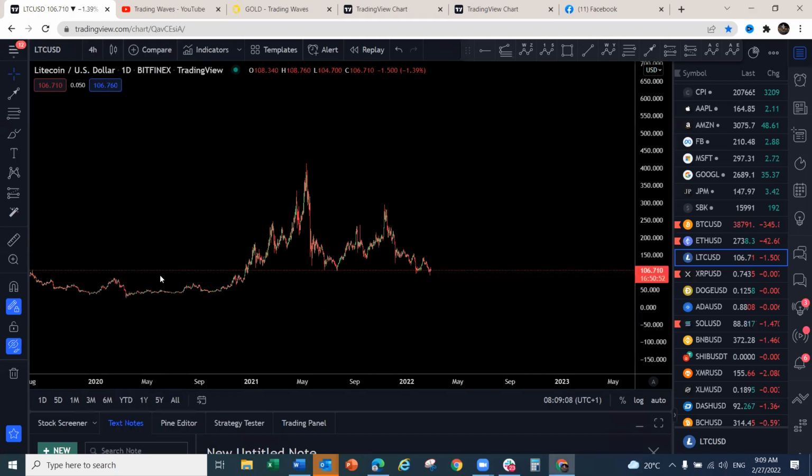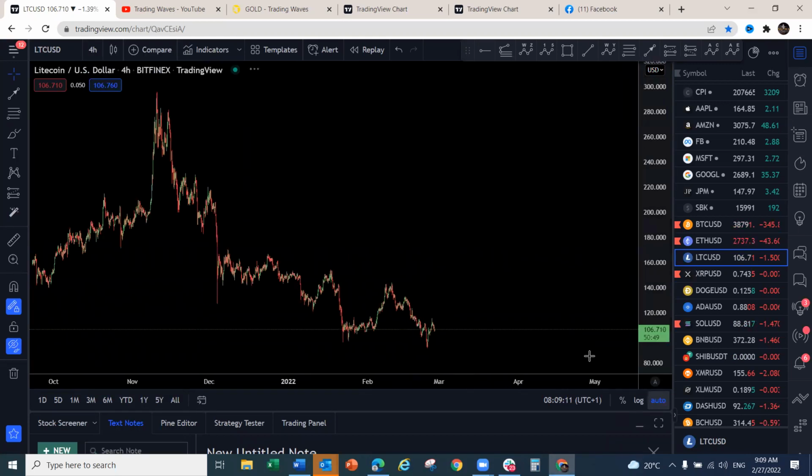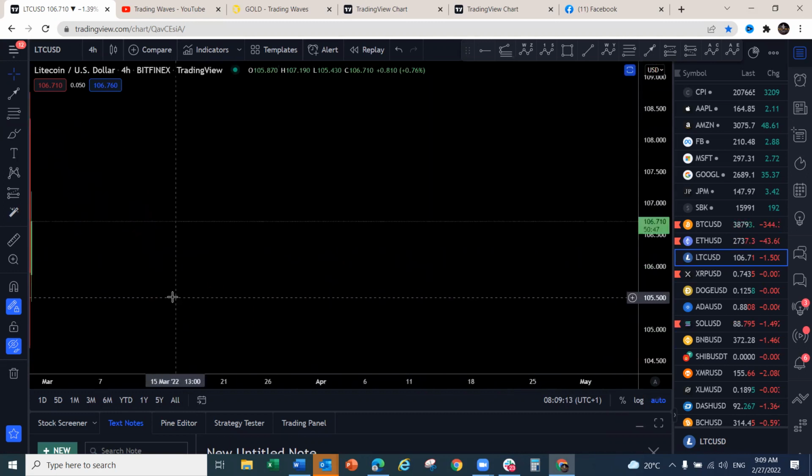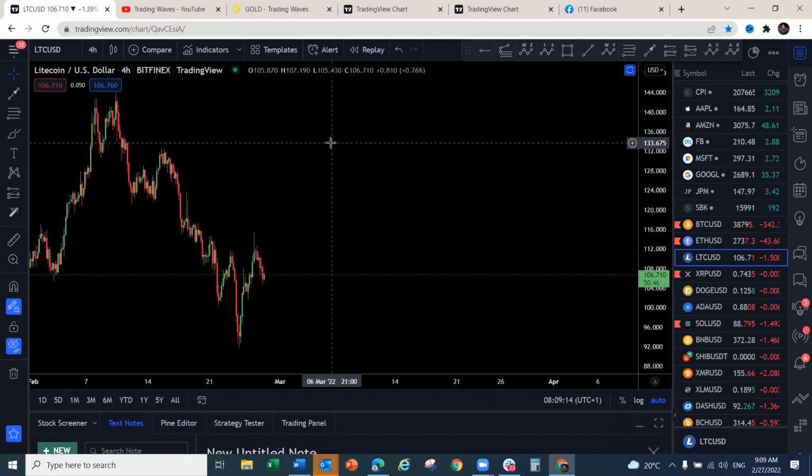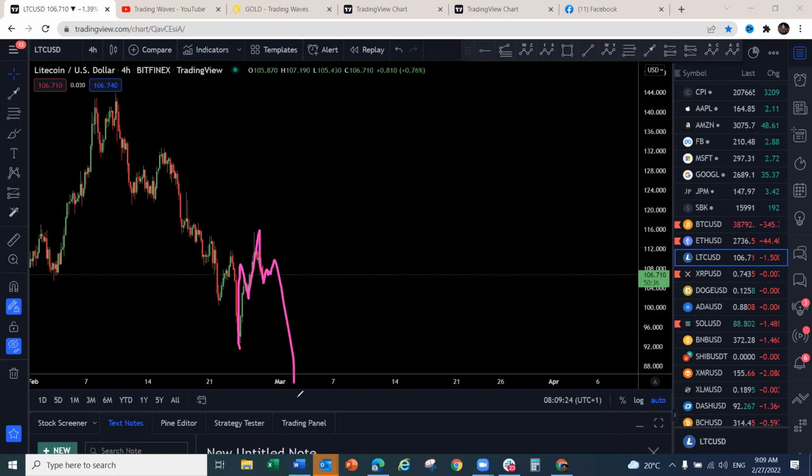Let's have a look at it on the 4-hour. What is the structure on the 4-hour? Will we get that bounce? Is that bounce strong enough? Not likely. Not likely. So let's see. If Litecoin is not even bouncing up, the rest of the cryptocurrencies may not even make a bounce to the upside, and we may just see that continuation to the downside.